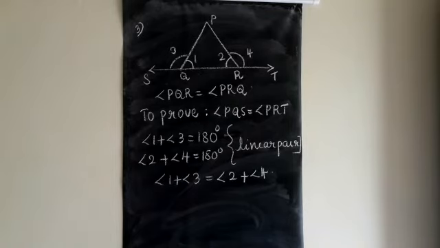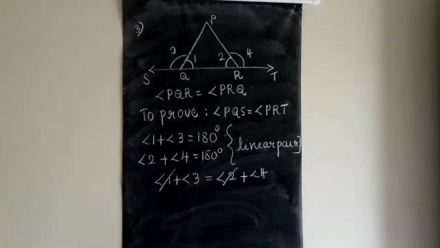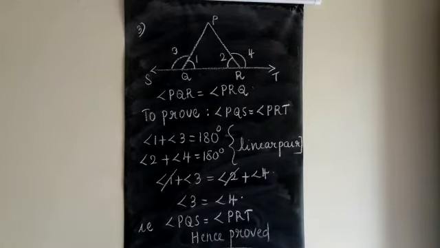But we know that the measurements of angle 1 and angle 2 are equal and they lie on different sides of the equation. Equal, isn't it? So we can cancel these two. So what is remaining? Angle 3 is equal to angle 4. What is the name of angle 3? Angle PQS. And what is angle 4? Angle PRT. They are equal. That is what we have to prove in this question. Angle PQS is equal to angle PRT. Hence we proved.